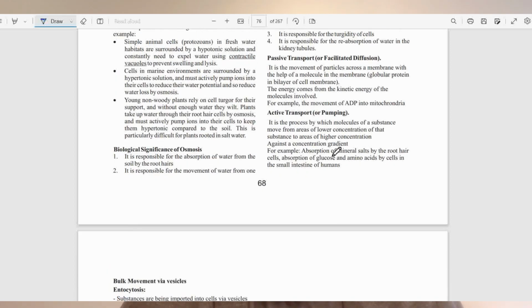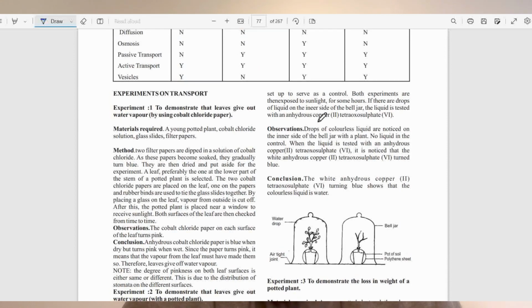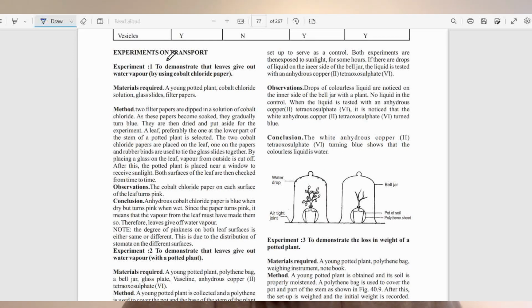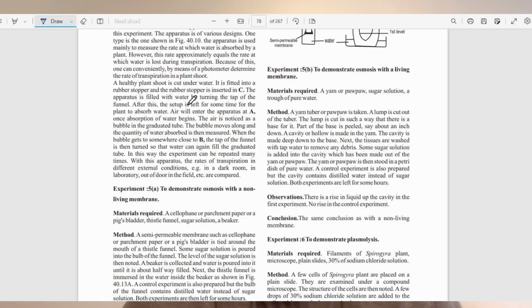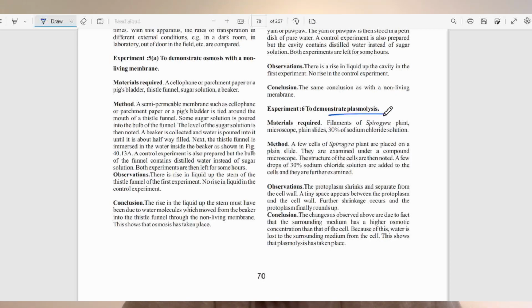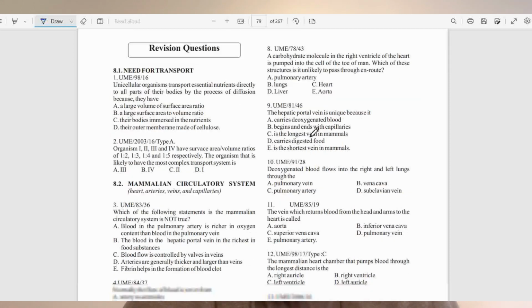So on this note, there are experiments to consider that validate transpiration, that show that water is given off. There are experiments to validate osmosis. There are experiments to validate plasmolysis and so on. So now let's consider a few questions.